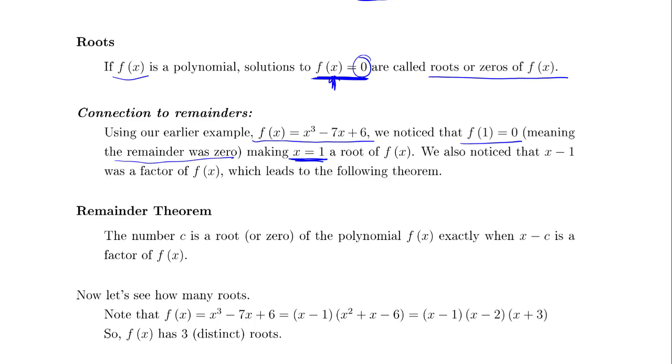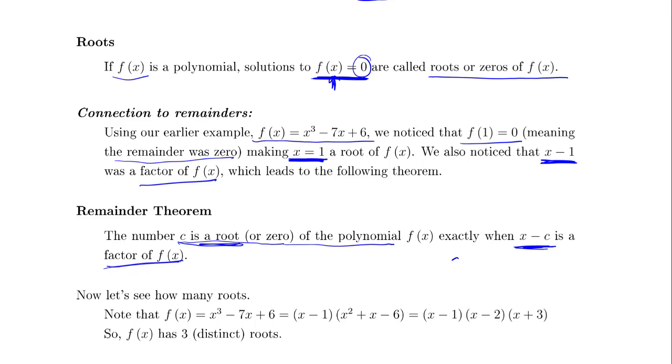That makes x equal to 1 a root of f of x. And that means x minus 1 is a factor of f of x. So we have a three-pronged connection here. The number c is a root or 0 of the polynomial whenever x minus c is a factor of f of x. And that would connect to the polynomial division, meaning you're getting a remainder of 0. So the number is a root when x minus that number is a factor and the remainder is 0.